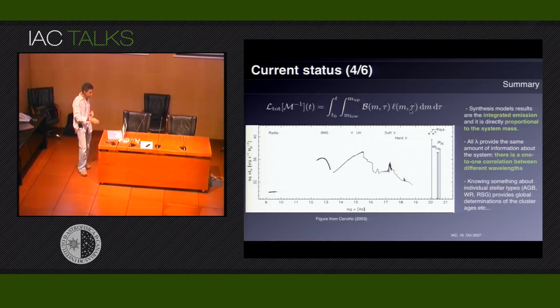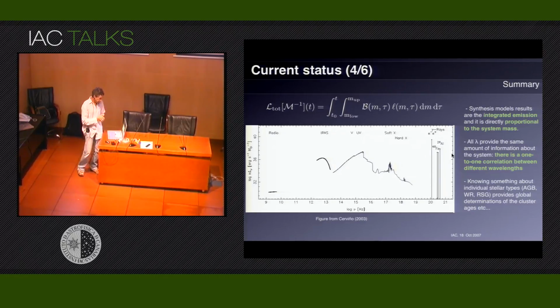You know that all the wavelengths produce the same amount of information, or at least you assume that. There is a one-to-one correlation between different wavelengths. So if you have an observation, for example, in the ultraviolet, you directly know what happened in the radio, infrared, etc., or even in gamma rays.